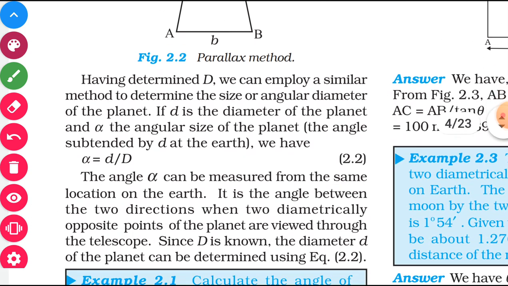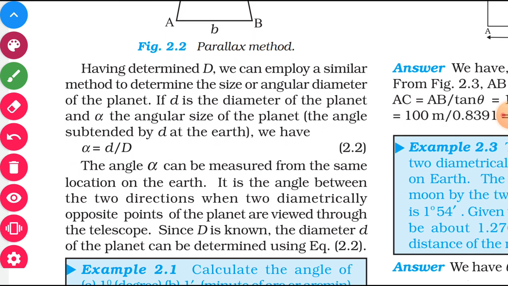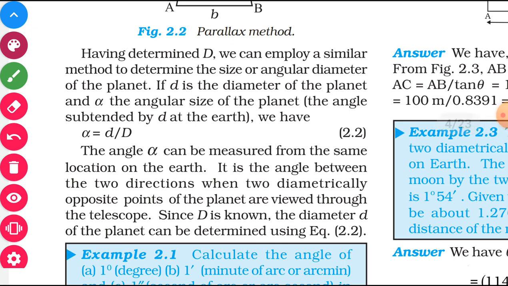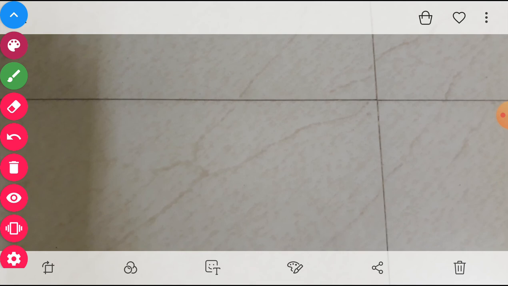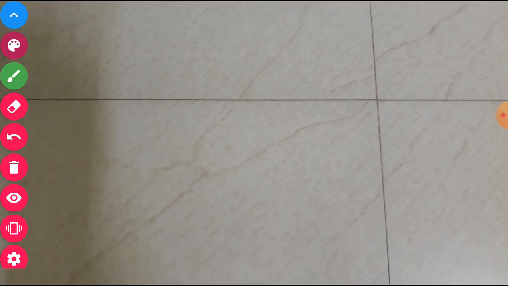Similarly, determining capital D, we can employ a similar method to determine the angular diameter size of a planet. The size of the angular diameter of a planet can also be calculated. Now how to do it? Say for example you have a planet. Say this is your planet, and here you are the observer on the earth. Say this is the earth on which you are standing and you are viewing the planet.